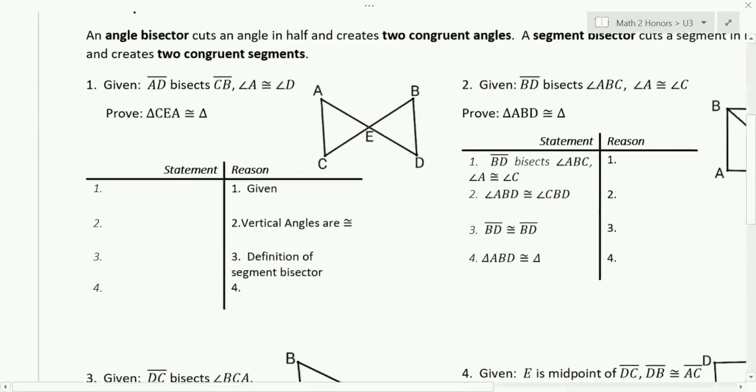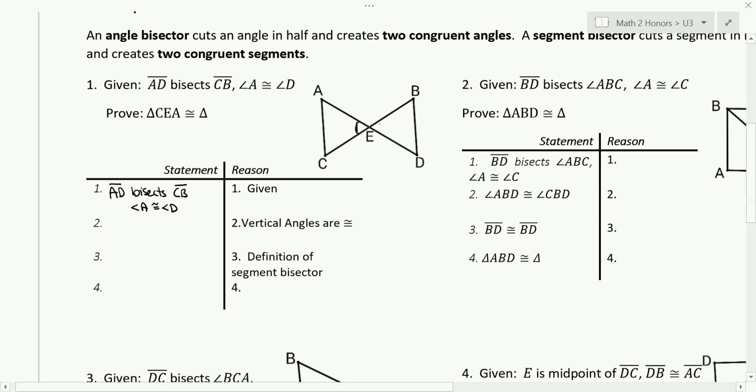Okay, first statement, what are we going to put? Just copy the given. AD bisects CB, and angle A is congruent to angle D. They kind of lead us a little bit through the proof. So we can kind of rely on what they're saying here. The second reason they're saying is vertical angles are congruent. So you guys see vertical angles in here?